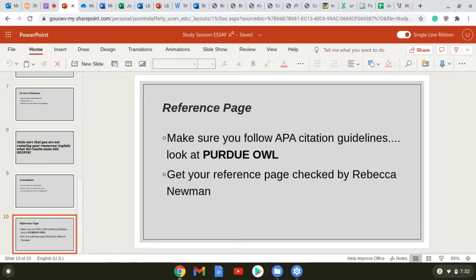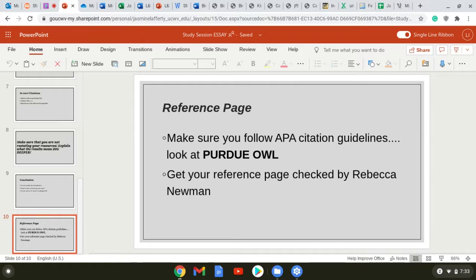All right, so your reference page, you must have a reference page. The good thing about Research Lesson 3 and 4 is that you already have an approved APA citation. So you can just copy and paste your APA citation from Research Lesson 3 and 4, assuming that you did it correctly and you didn't get points taken off for it, and put it on your reference page. If you did get points deducted, make sure to follow up with Purdue OWL. Check your APA citation, make sure it's good, and again, get your reference page checked by Rebecca Newman.